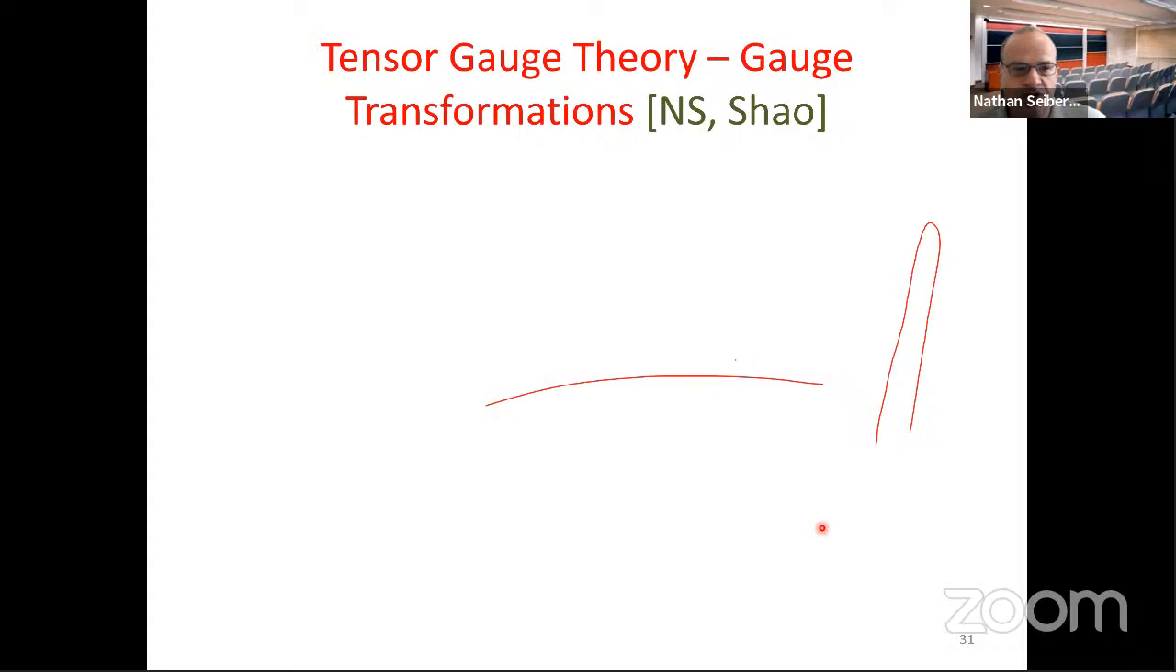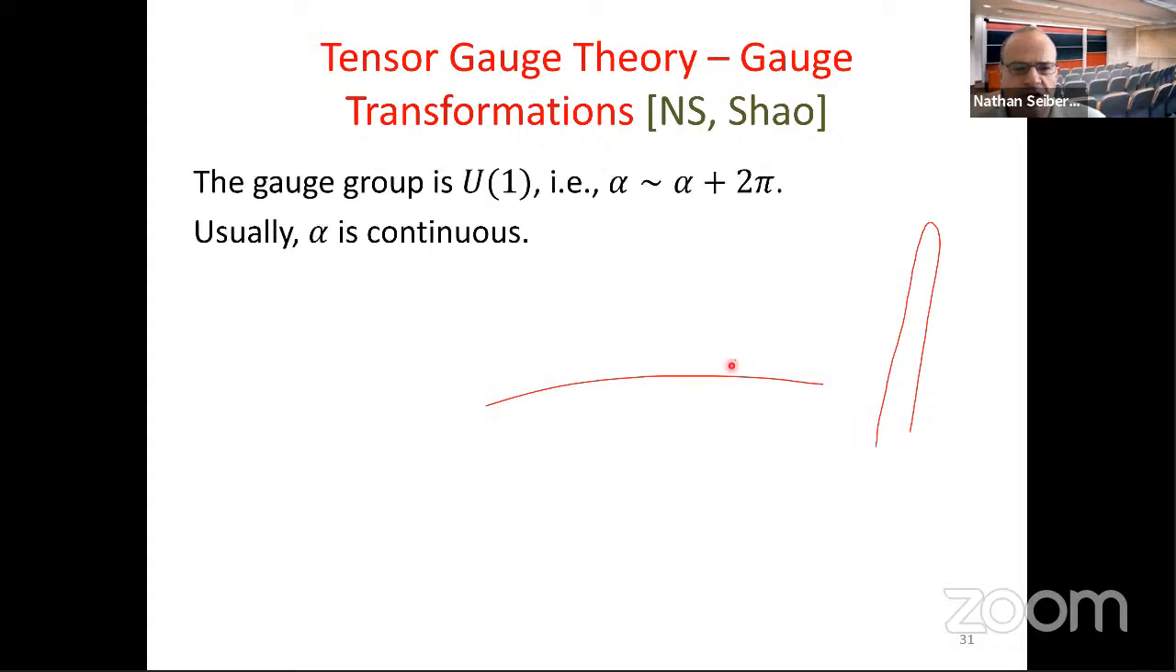Let's discuss the gauge transformations of this theory. The gauge group is U(1), so alpha is periodic. Normally in ordinary gauge theories, the fact that alpha, the gauge parameter, is periodic, it leads to fluxes. We can have magnetic fluxes, magnetic monopole fluxes.